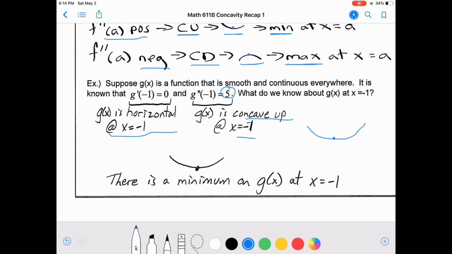Those are the big ideas in the section. Mostly it boils down to the fact that the second derivative controls concavity, and concavity can find points of inflection directly, and it can also help us suss out whether horizontal spots represent maxima or minima.